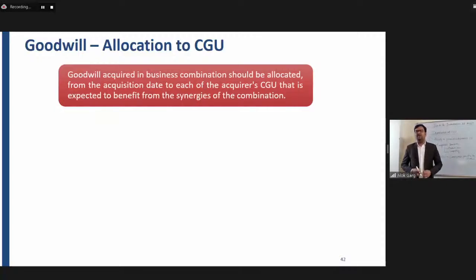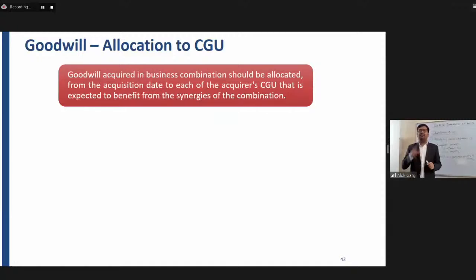What is goodwill? So far we have understood in Ind AS 38, if you remember, we discussed the concept of intangible assets from business combination. When there is a business combination, some intangible assets arise because of the business combination, because the company is paying a premium. The acquirer is paying a premium to the acquiree for acquisition of its business.